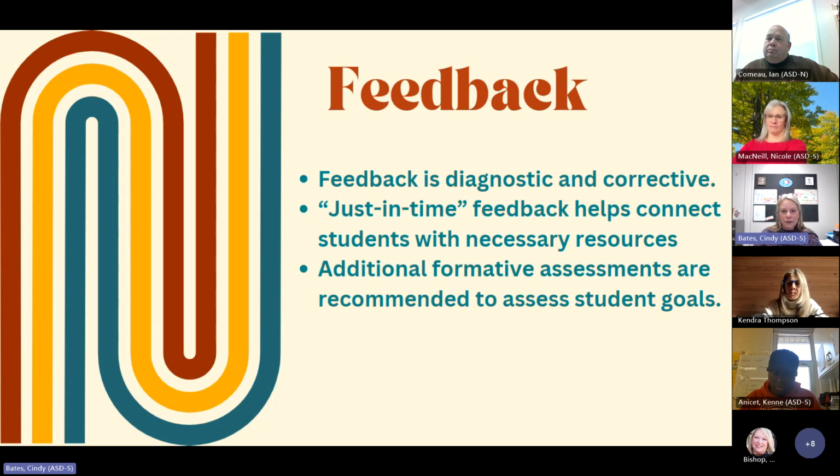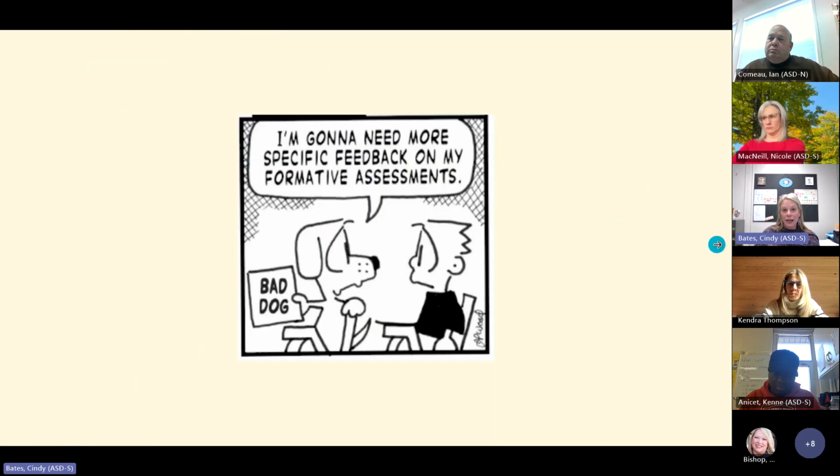Again, just-in-time feedback, very important. It needs to be in real time. And in order for it to be corrective, that piece is very important. So as you're doing your observations and you're having conversations as well, those are the times to actually talk to students, make your notes, but also talk to students about how they can be improving, just in small areas here and there. And then additional formative assessments are recommended to assess student goals. We keep doing it over and over and over. And that's why it's so important to have multiple ways of having that.